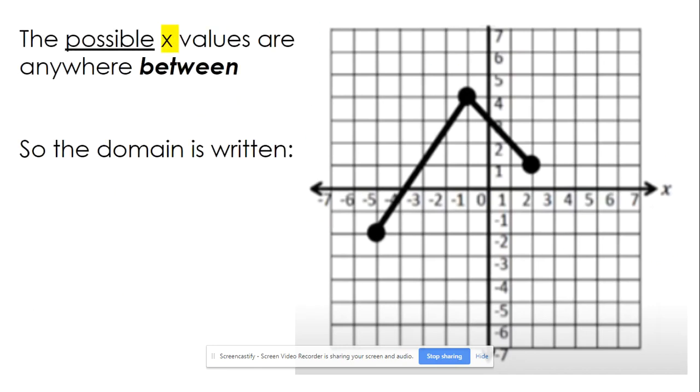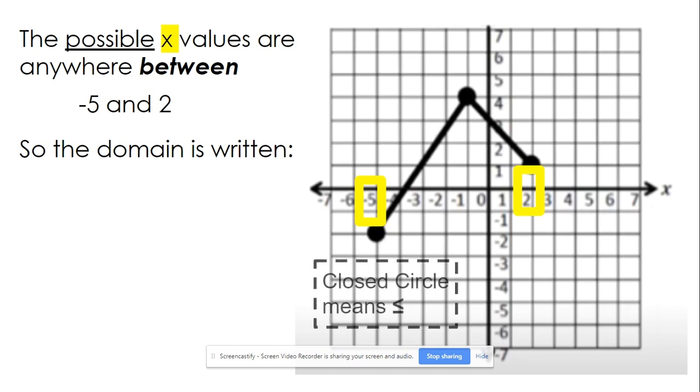Right, another example. This time it looks like 3 data points, but all of this is connected, so it's continuous. Because of that, we're going to look at our domain. Our domain are all of our x values. So find how far left and how far right the graph goes. It looks like our possible x values are between -5 and 2. So for the domain, you look at your closed circles, all of the closed circles meaning less than or equal to.